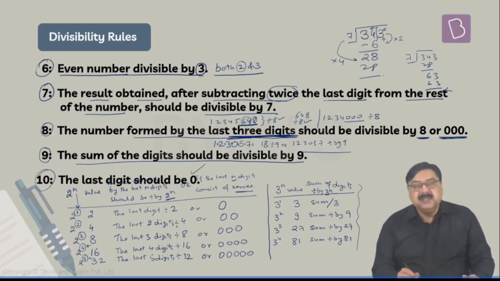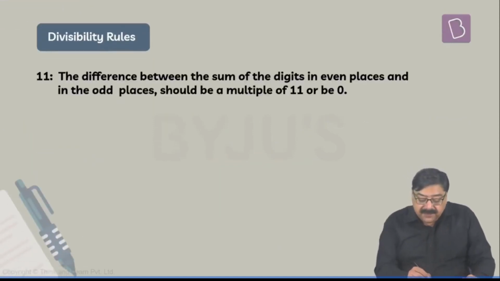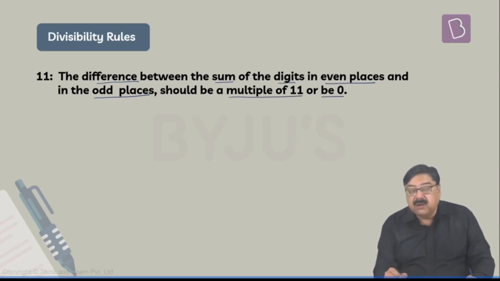So you know that the last digit should be 0, then the number will be divisible by 10. 11: now the difference between the sum of the digits in even places and in the odd places should be a multiple of 11, or it should be 0. Now let me give you an example for this.